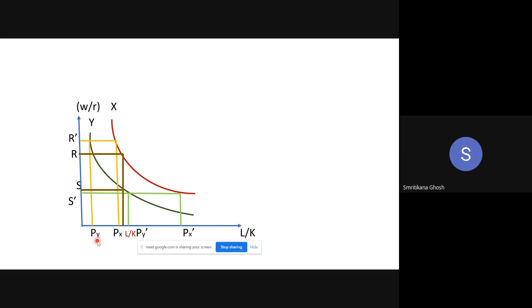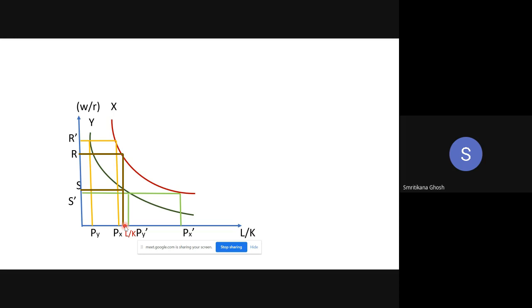Is it okay? Yes, ma'am. So the total demand of L by K is ρX plus ρY, which is less than L by K. X sector is demanding relatively lesser labor than is available in the economy. Y sector is also demanding relatively lesser labor as compared to the labor available in the economy. So both sectors are demanding relatively lesser labor. Why am I saying relatively? Because it is L by K. So relatively lesser labor as compared to the labor available in the economy.